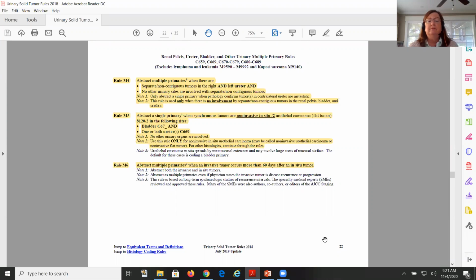M6, abstract multiple primaries when an invasive tumor occurs more than 60 days after an in situ tumor. So if you've already abstracted the case as an in situ case, you need to update the behavior to 3. And if the case has already been reported to the central registry, then that change of behavior needs to be updated there as well.